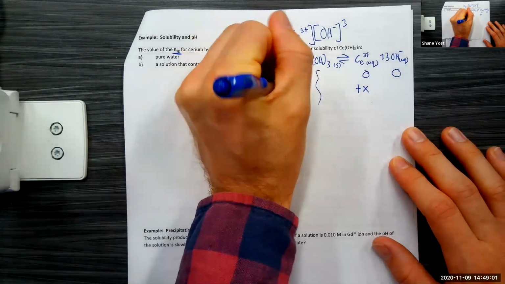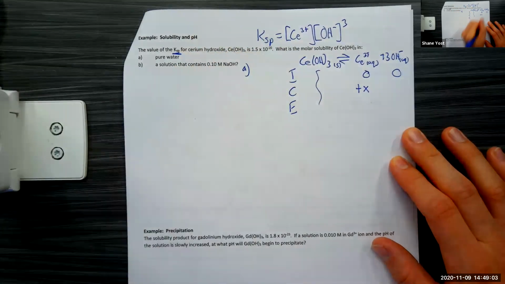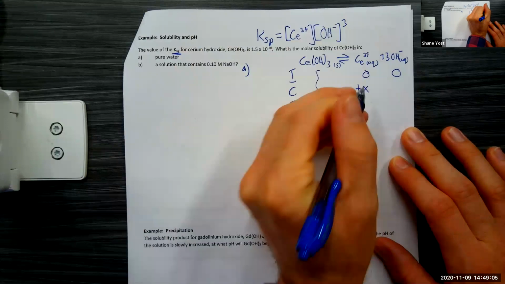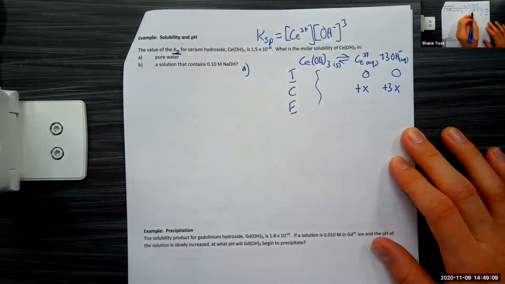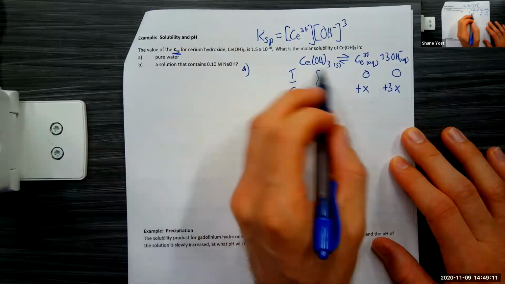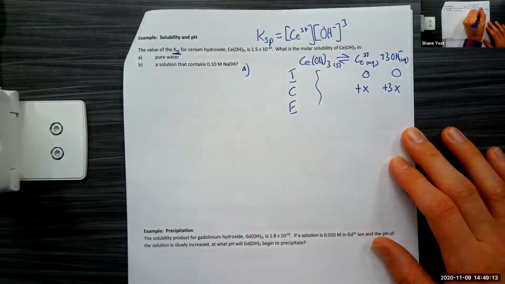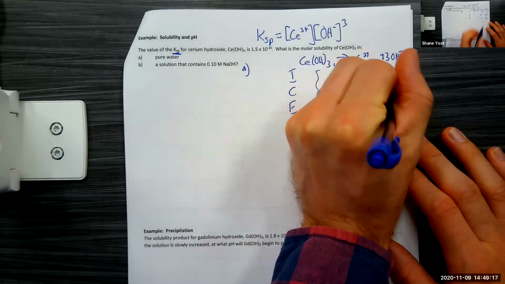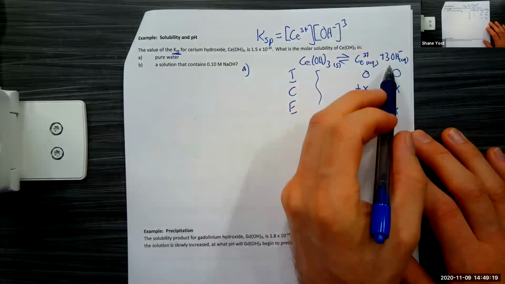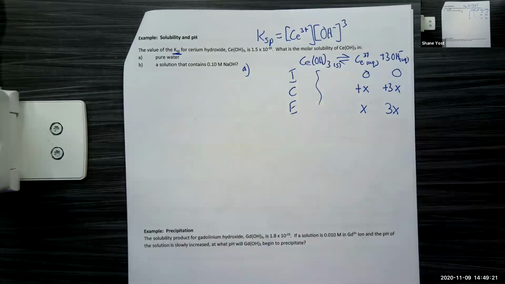I'm doing an ICE chart here. I'm going to get some amount of the cesium and then 3 times that amount of the hydroxide in solution when this cesium hydroxide breaks apart. So the equilibrium concentrations are going to be X and 3X. Again, the 3 is because of the stoichiometric coefficient in our balanced equilibrium reaction, 3 OH minus.